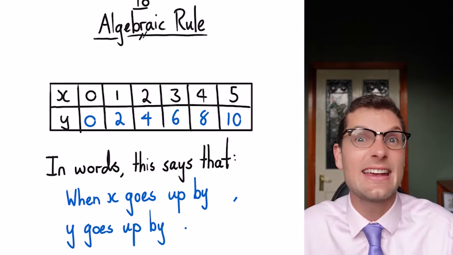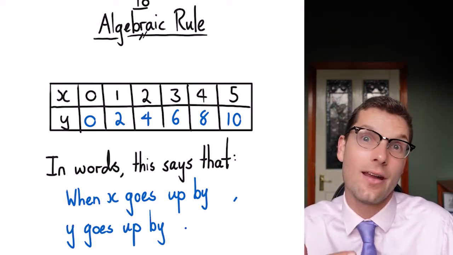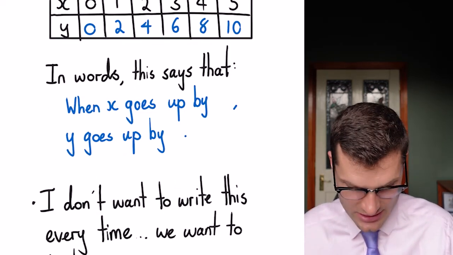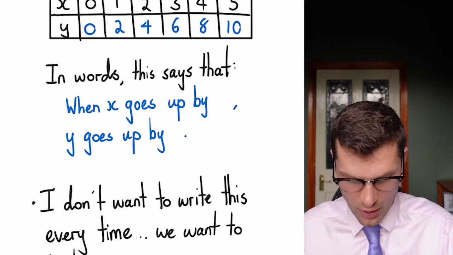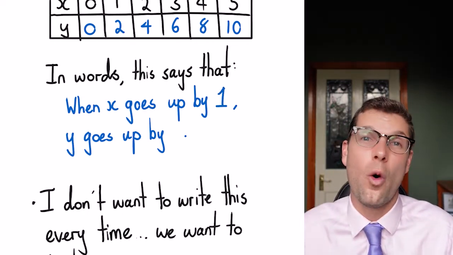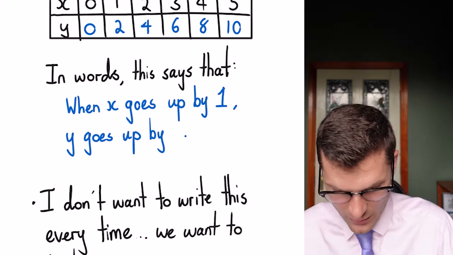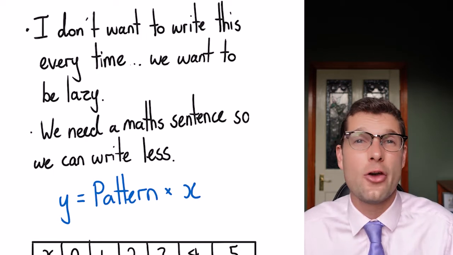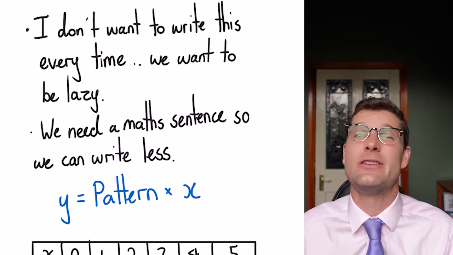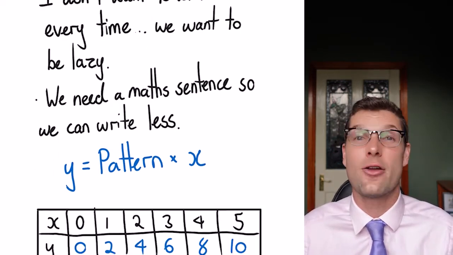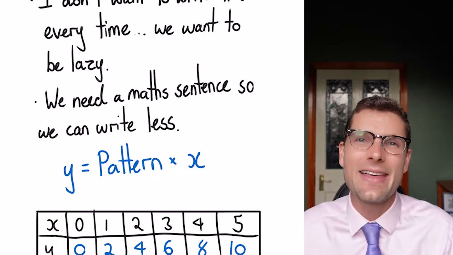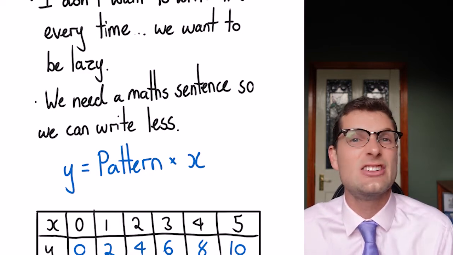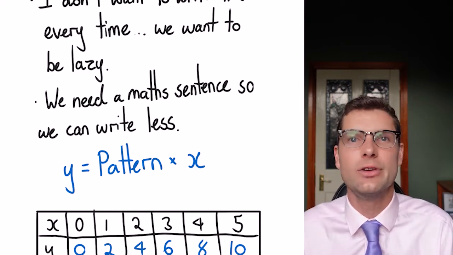So what's happening here is x is going up by 1, and the pattern underneath, y, is going up by 2. So in words, this says that as x increases by 1, we know that y is going to go up by 2. So we can see that pattern straight away. So we don't want to write this out every time, right? We know that mathematicians are lazy, and that's why we use letters and numbers instead of writing out all this stuff. So the math sentence that we need to write is that y, or the number on the bottom, is just equal to the pattern multiplied by x.